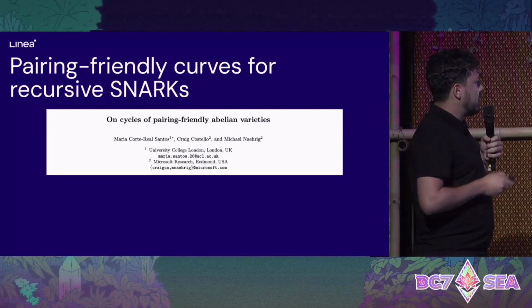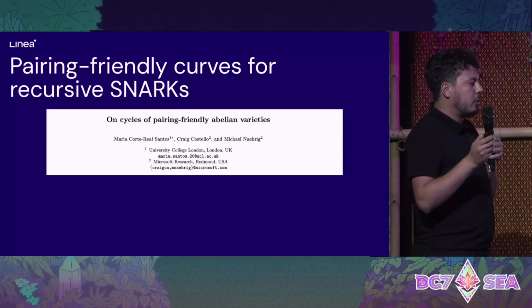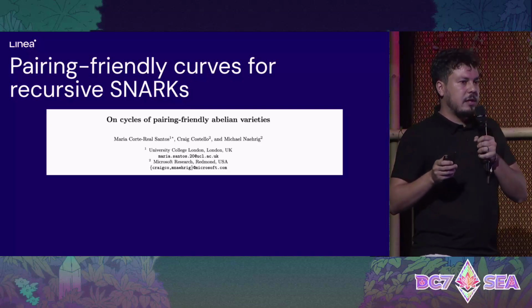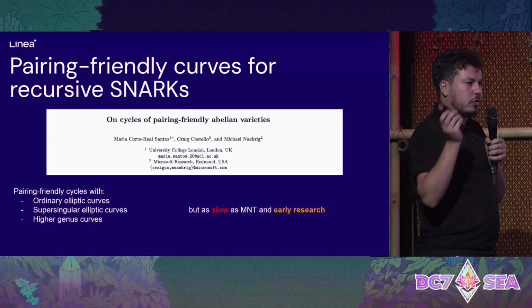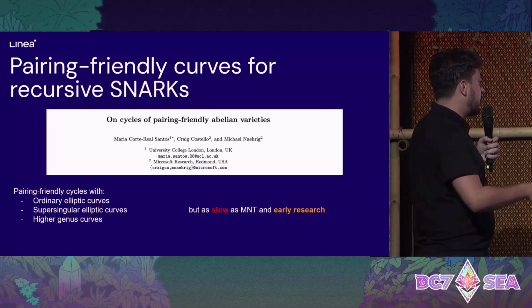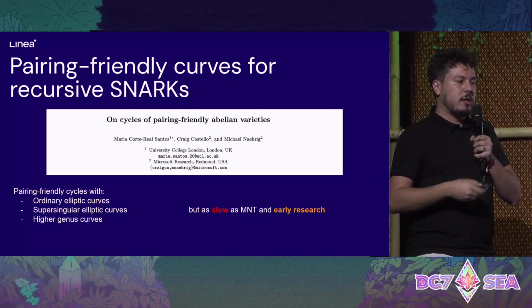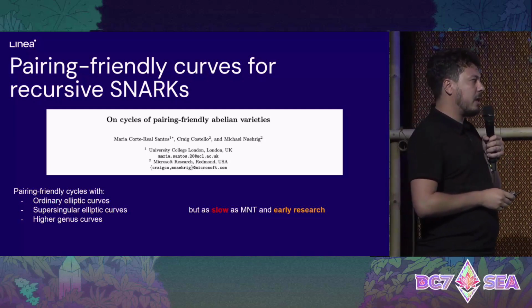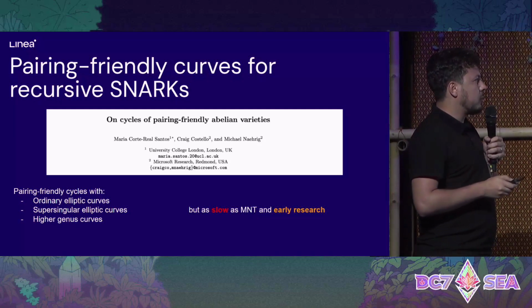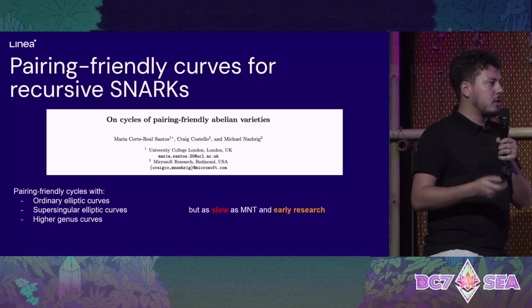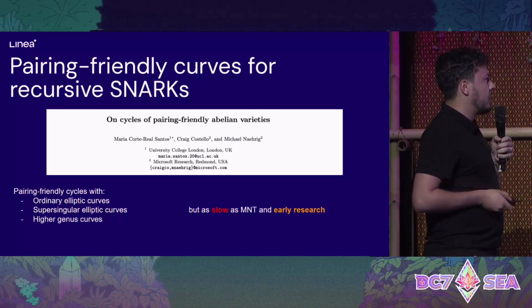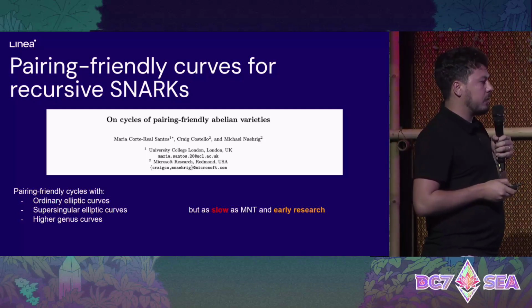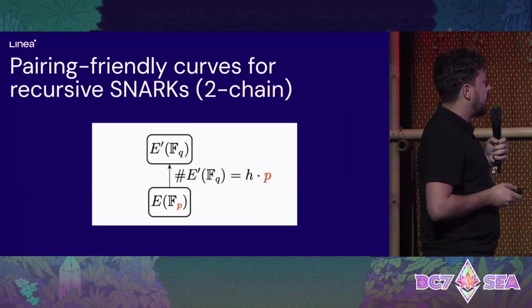And also Santos, Costello, and Naehrig looked at cycles of pairing-friendly, not elliptic curves, but curves in general. So they proposed some mix of elliptic curves, ordinary, supersingular, and also some hyperelliptic curves. So it is as slow as MNT, as far as I can tell, and also it is still early research. So implementation-wise, it's going to be difficult to implement these abelian varieties efficiently.